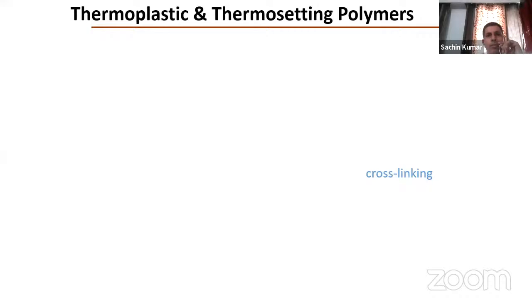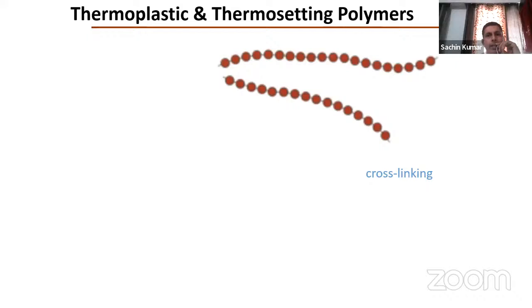Then thermoplastic and thermosets. So generally linear polymers are thermoplastic in nature because on heating they will depart from each other. So molecular vibrations take place very easily and the material melts.